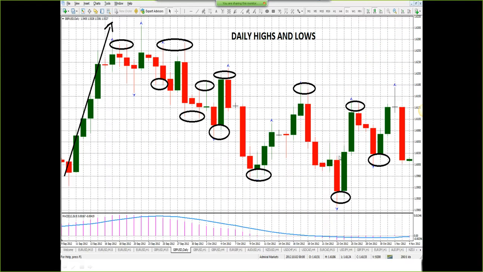Alrighty. How about daily highs and lows? What do we have here? Look at those red circles. These are all daily candles. Did I say red circles? Black circles, sorry. And look how all those highs and lows are respected. All right?